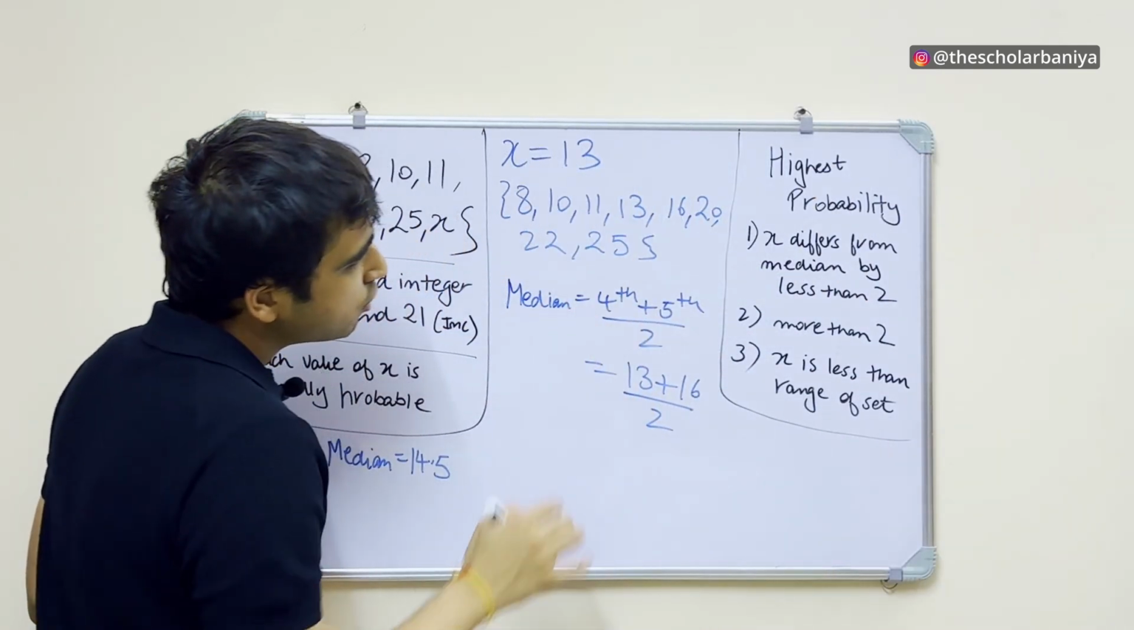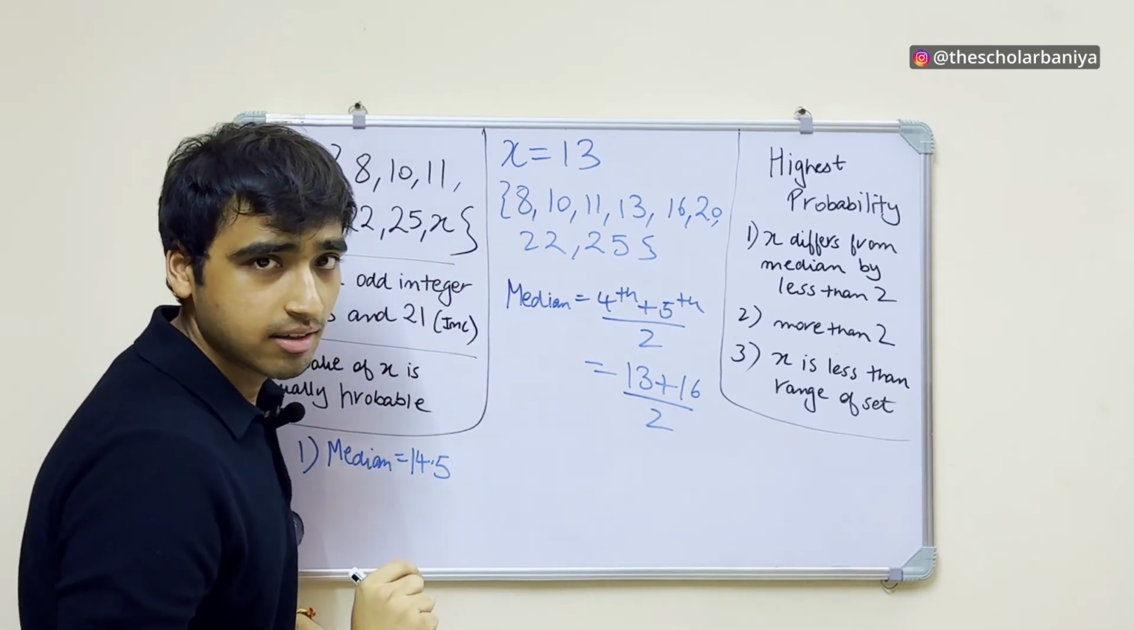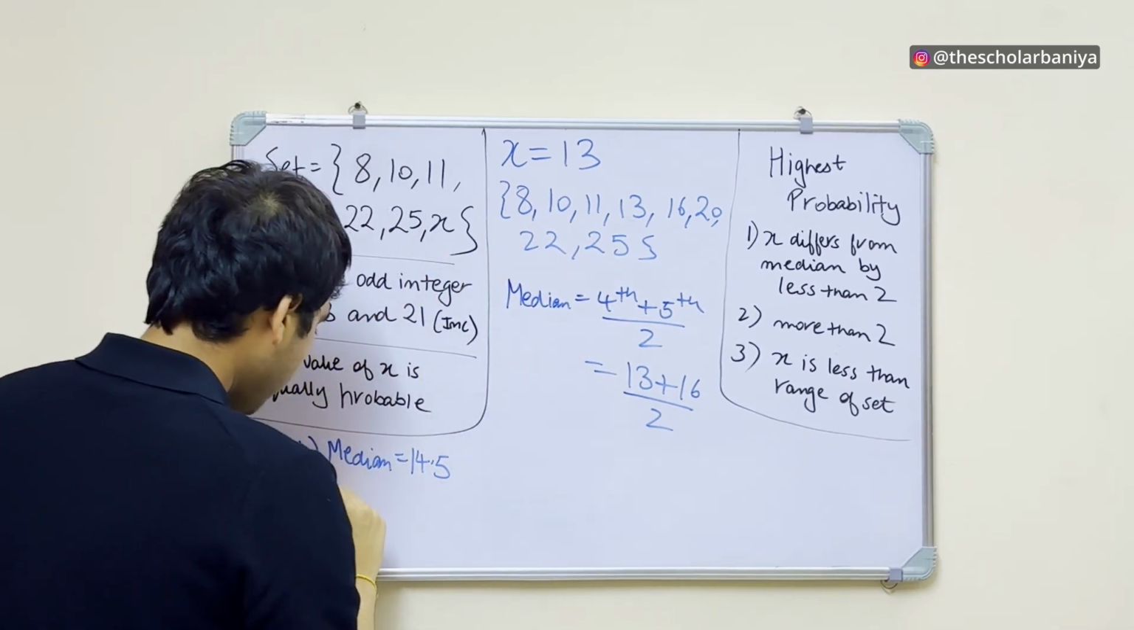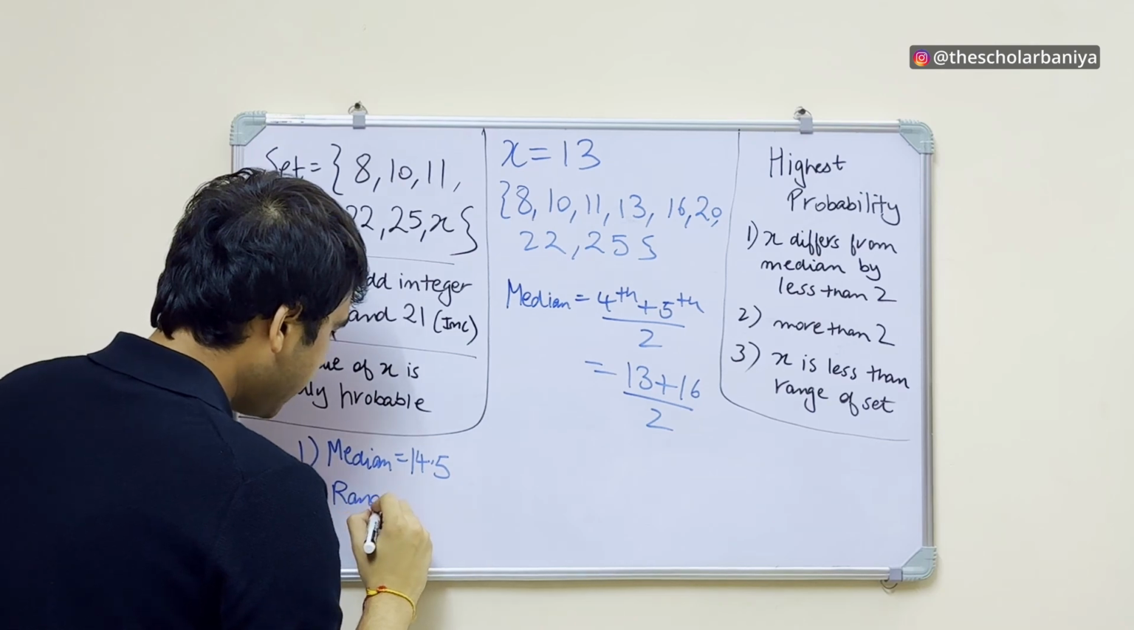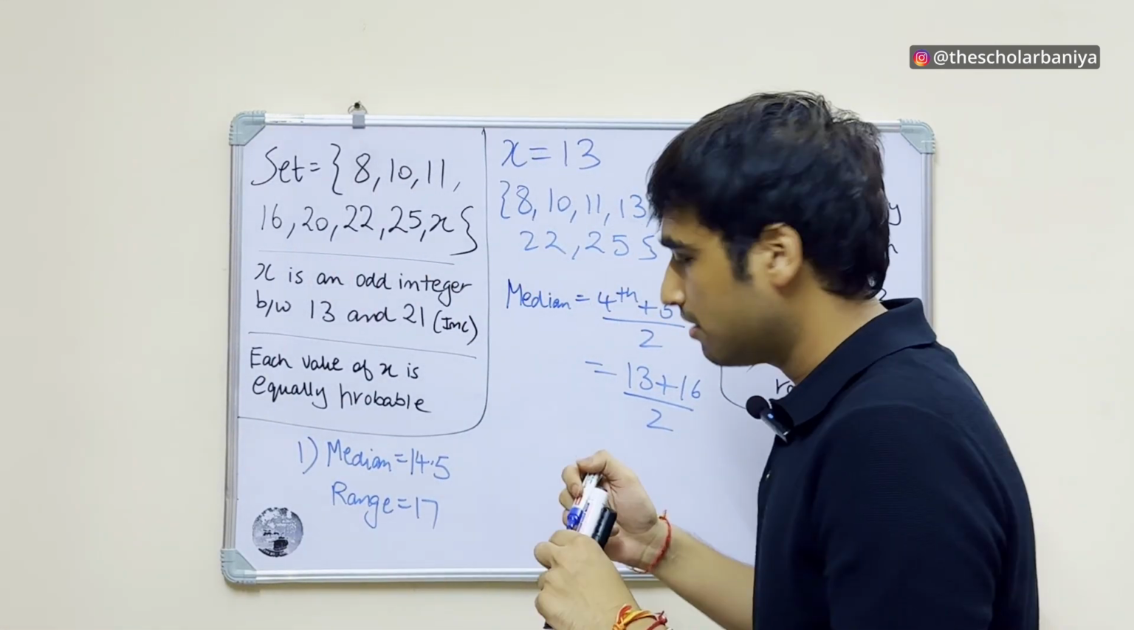And what will be the range? The range will be highest minus lowest, so 25 minus 8, which is 17. So the range will be 17. I hope this is very clear.